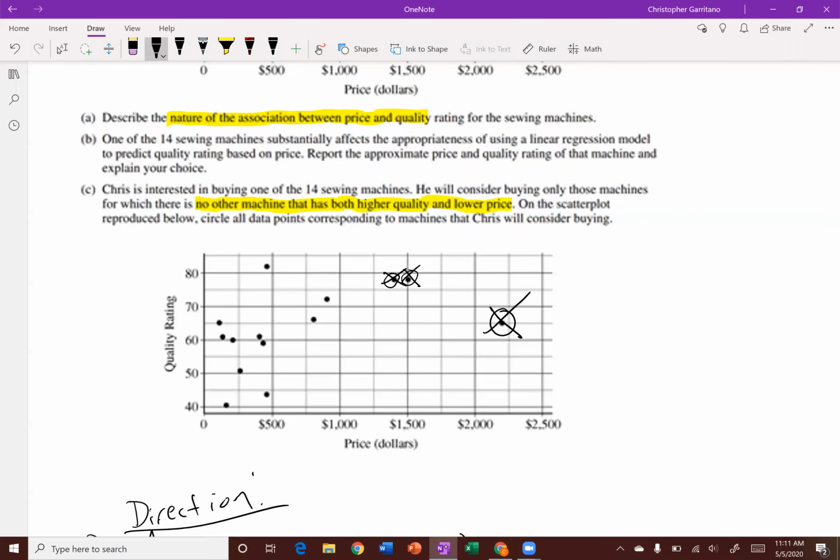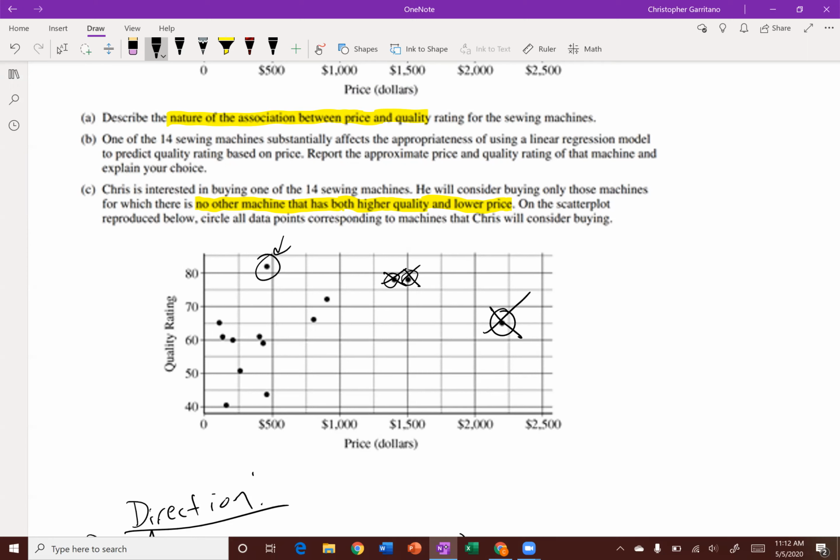Okay. After you've done a few, you might now get a sense of what is a point that might be an actual choice of Chris's. So this point is the one that has knocked out basically all three of these points. This point you'll notice has the highest quality. And yes, there are machines that have lower price, but remember, Chris is only going to accept a machine if no other machine has a higher quality and a lower price. So no sewing machine has a higher quality and a lower price compared to this machine. All right, so that would be one of the options.